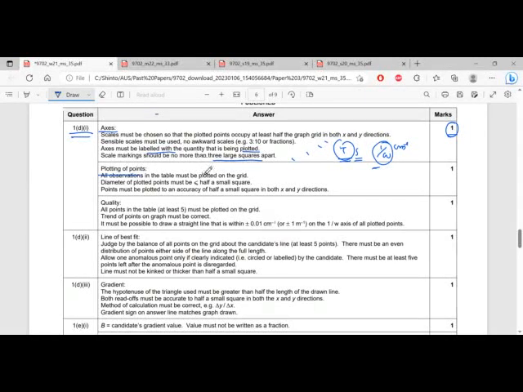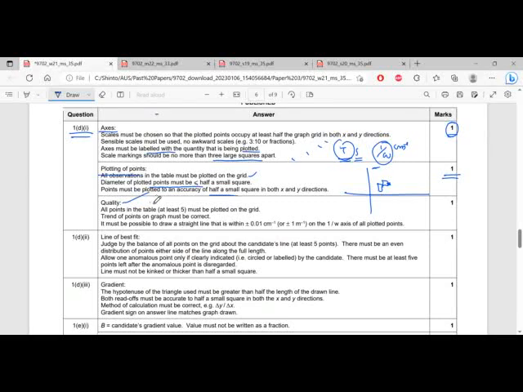When you plot the graph, all the readings that you have taken should be marked on the graph. The diameter of plotted points must be less than or equal to half a square. So you will have a grid like this. Okay, so your point has to be smaller than half of this square. So I know it goes without saying, sharpen your pencils. Now points must be plotted to an accuracy of half a small square in both the x and y directions. If you follow these criteria only, you will get this one.